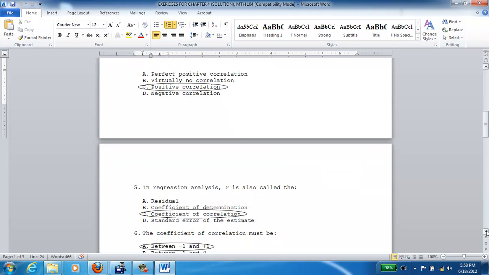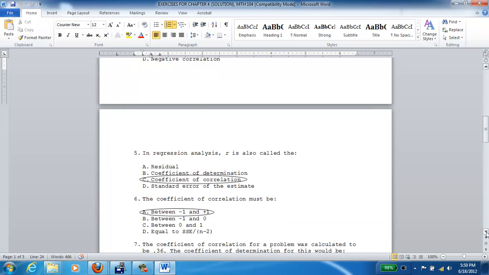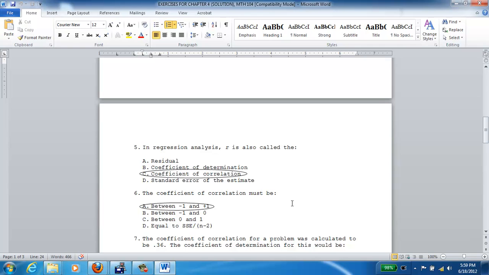For number 5, R is known as the coefficient of correlation. The correct one is C. It takes values between negative 1 and 1, so the correct one is A.